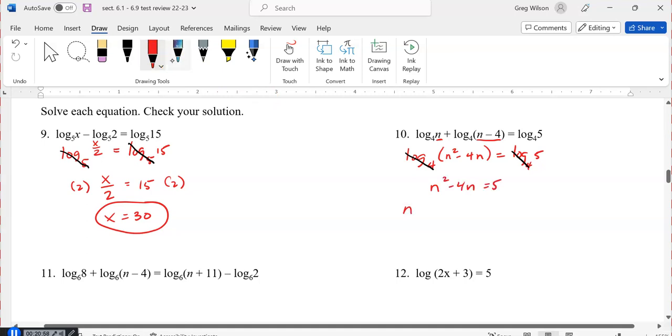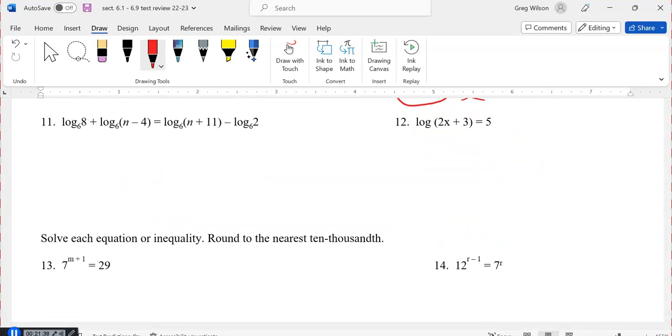this quadratic equation. To solve by factoring, I'll make it equal to 0. I'll look for the factors of -5 that add up to -4. I find the solution for each of the factors. Then I want to know if both numbers are okay. Not for -1. I can't let n be -1 because I can't do the log of a negative number. So my only good answer for number 10 is 5.